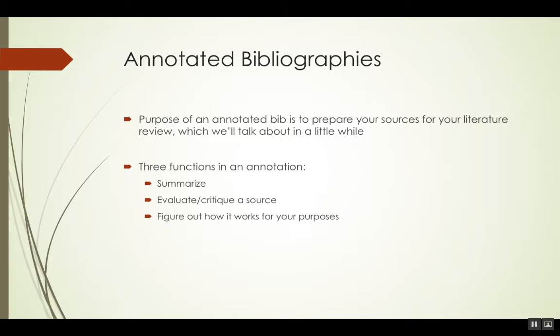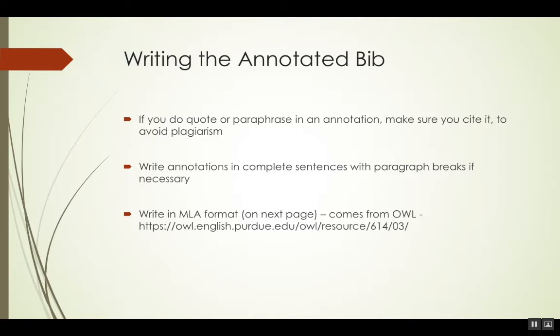So those three functions might lead you to believe that there probably should be multiple paragraphs, and that is correct. You should have probably at least 3 paragraphs per annotation. They don't have to be real long paragraphs, but 3 paragraphs would be kind of a general guideline. If you do quote or paraphrase in an annotation, cite it to avoid plagiarism. So you'd use an in-text citation, the page number, which is MLA format. You write your annotations in complete sentences with paragraph breaks, and you need to write it in MLA format. MLA format's really important because that will, again, translate over onto your final paper.